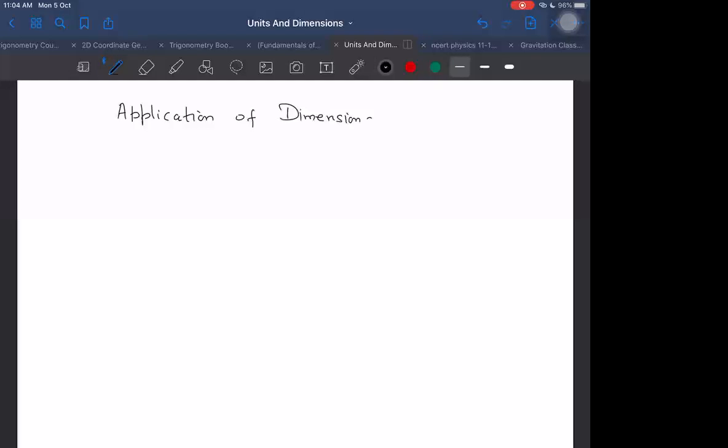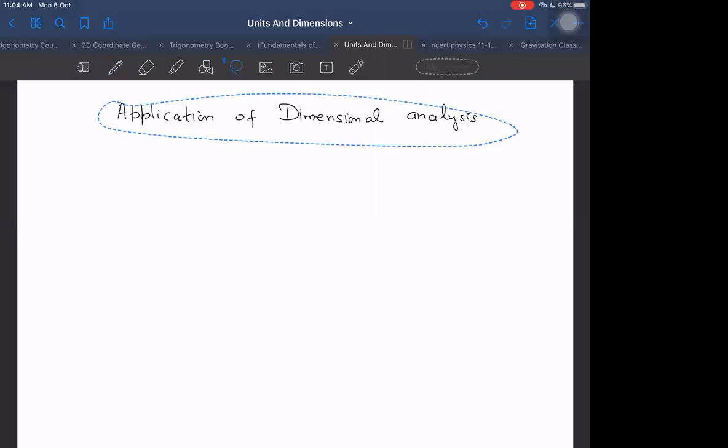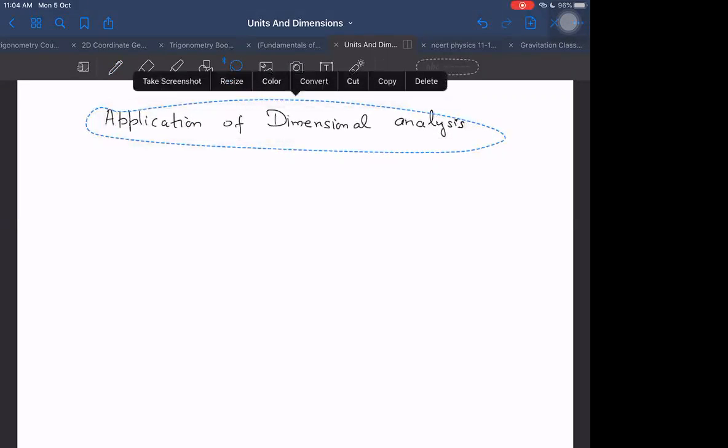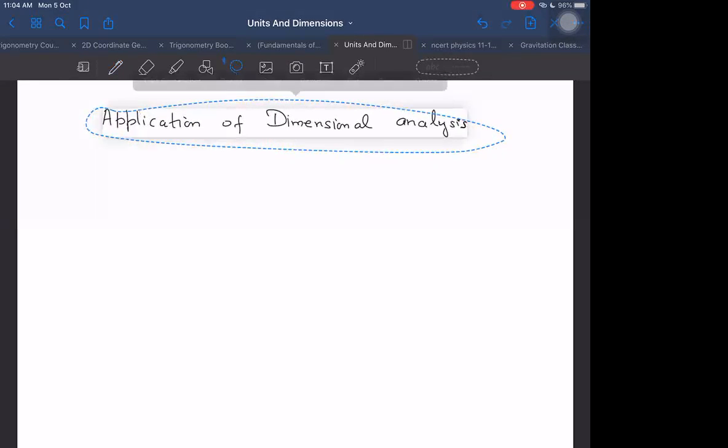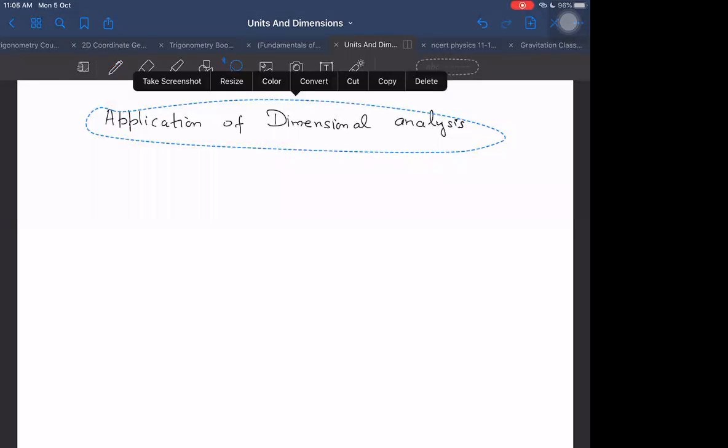Dimensional analysis. And yes, I'm telling you again and again, other than NCERT, it is very important that you read the integrated book also for this chapter. Definitely you read that, because there will be many more things and more examples also.